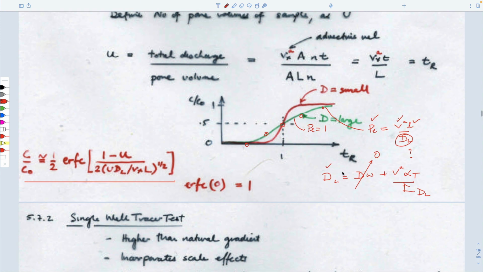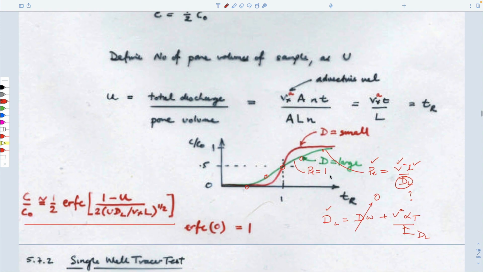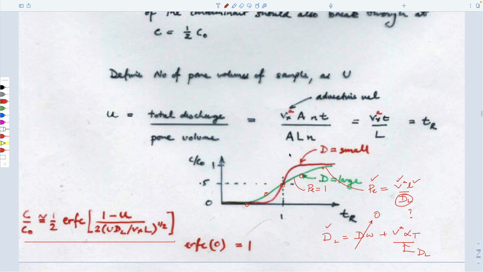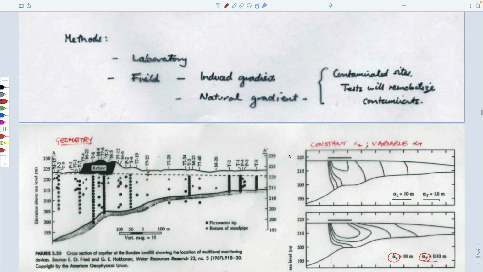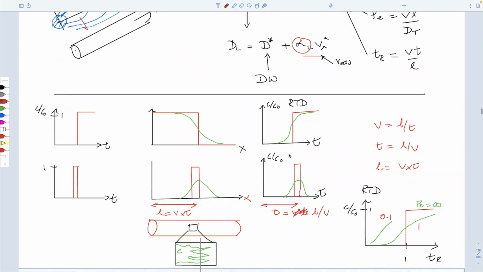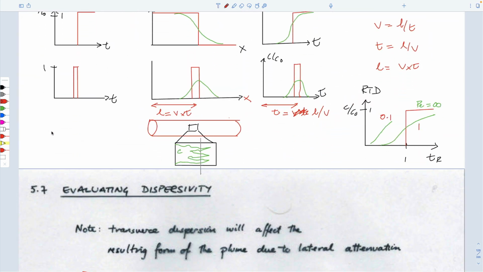So that would appear to be a good idea, but it's actually a lousy idea. And the main reason for it being a lousy idea is that if we refer to this picture we drew here, right at the base of this page, the concentration of our plume is due to these little fingers which are going ahead.